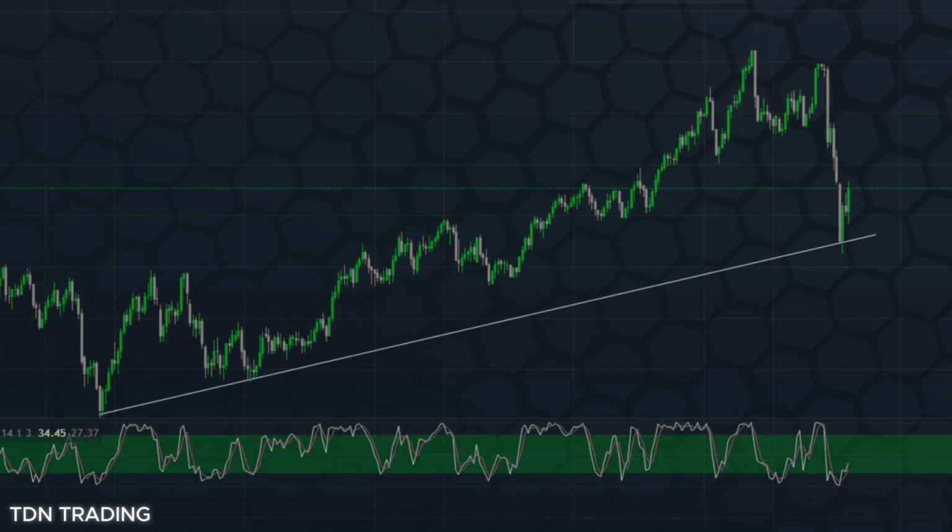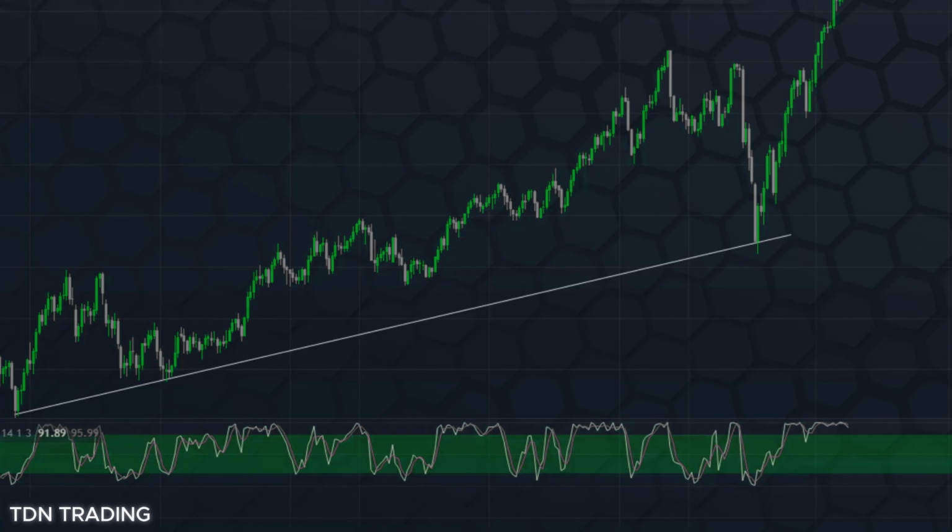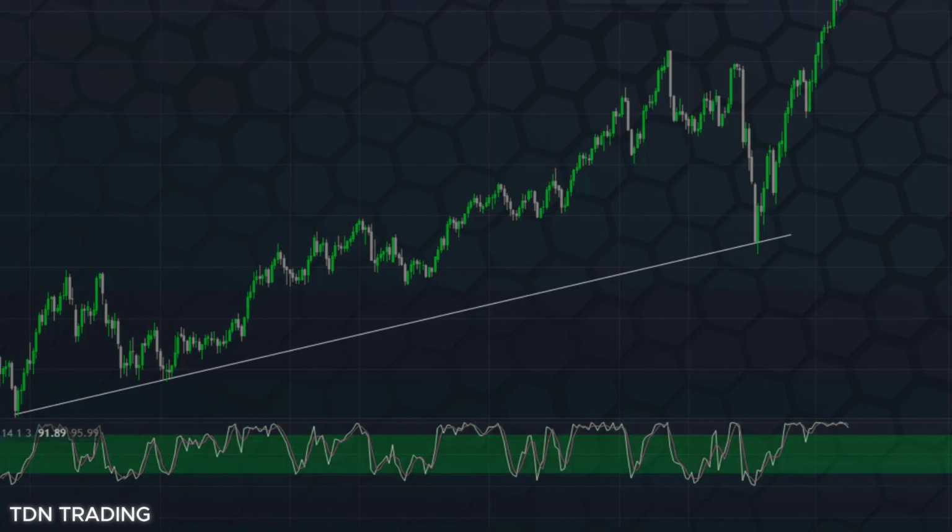Once the pattern is confirmed, you take a buy position and watch price move in your favor. So let's look at another example.